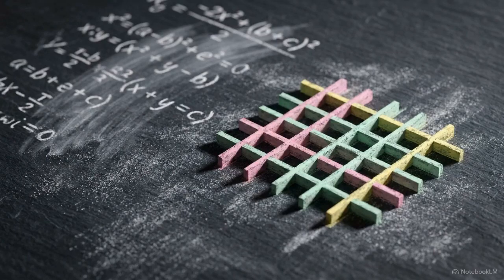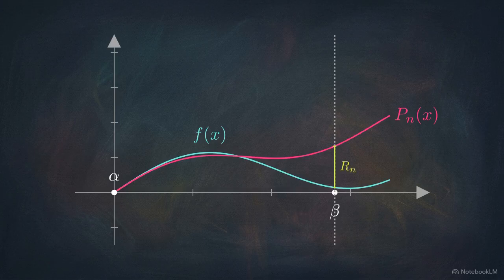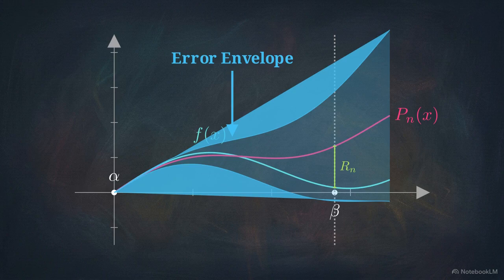Stepping away from the algebra, what does this remainder term actually look like in physical space? In this visual, we see the true function and our polynomial approximation. The remainder term defines the literal vertical gap between them at a distant point, beta. If we can determine the maximum possible value of the nth derivative across our interval, we can calculate a worst-case scenario for that gap, generating a shaded error envelope around our polynomial. Even if we don't know the exact value of the original function at a specific point, we have mathematically proven it must exist within this strict boundary.